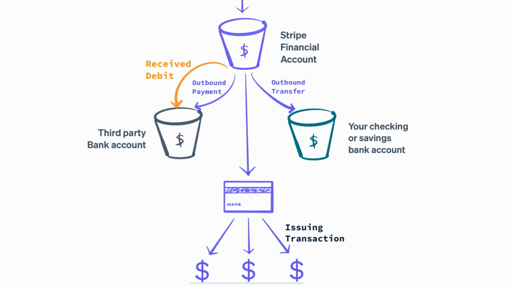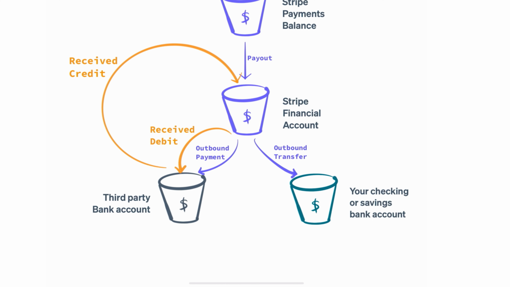This is when a third party might request funds from your financial account. Notice that I've marked this as yellow as the action for the received debit starts on the end of the third party. A received debit isn't something that you would create through the API. In this image alone, we have 4 ways that you can send money out: via an outbound payment, a received debit that was pushed from a third party, an outbound transfer, or with issuing transactions that happen through a card that was issued with Stripe issuing.